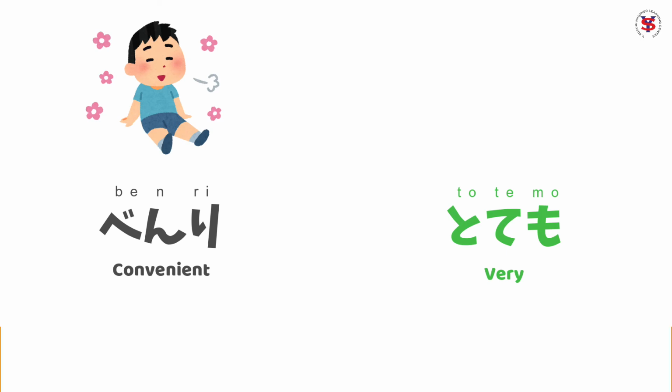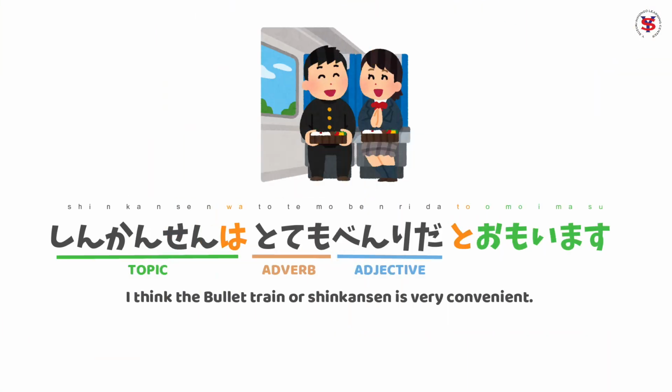Sundan lang ulit ang pattern. First is the topic Shinkansen wa. Sunod ang adverb totemo. Then, plain form ng na adjective benri da. Lastly, idudugtong na ang to omoimasu. So, gumamit na tayo dito ng na adjective and we are going to use it in the plain form for this sentence. So, ang sentence natin ay Shinkansen wa totemo benri da to omoimasu. So, in English, that's I think the bullet train or Shinkansen is very convenient.